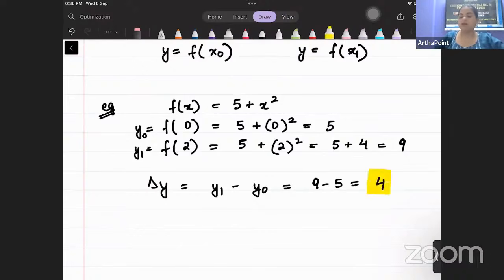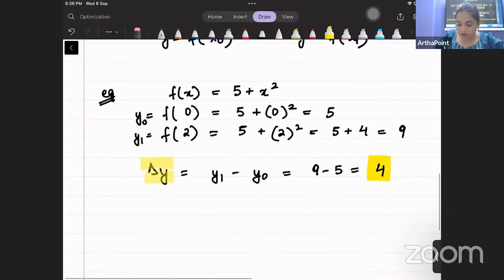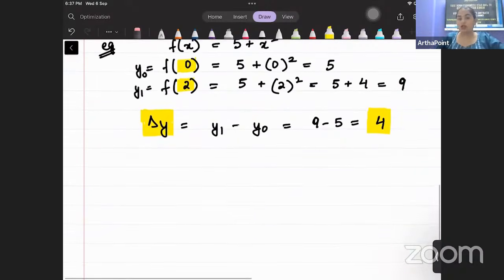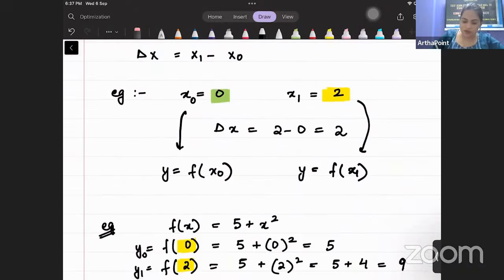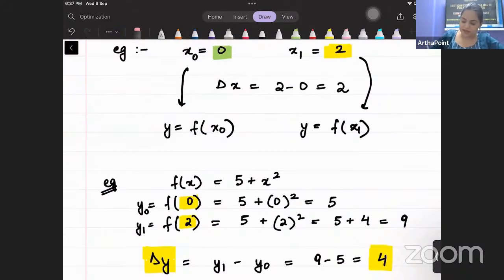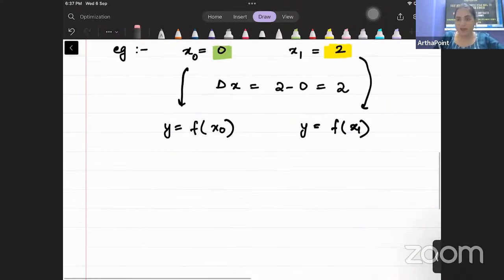So this is 4. Is this clear? So the change in the value of y, beta, is: once you have put x as x0, once you have put x as x1, you found the difference between the two and you got the change in y. Now, one thing explain to me, beta. Let's create this gap here. If I am telling you that my change in x is x1 minus x0.